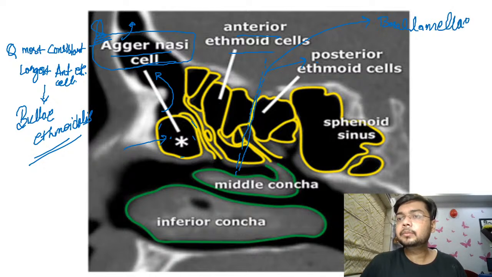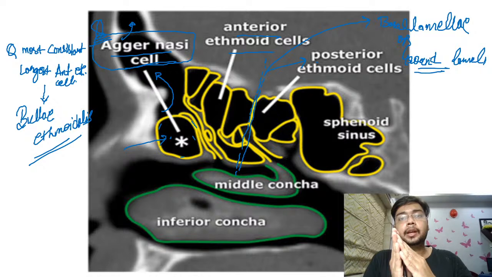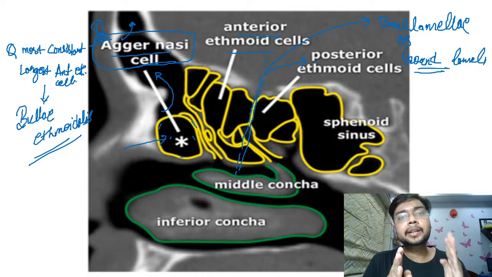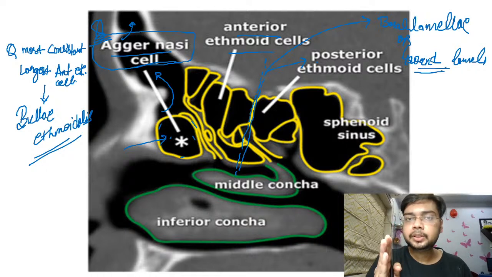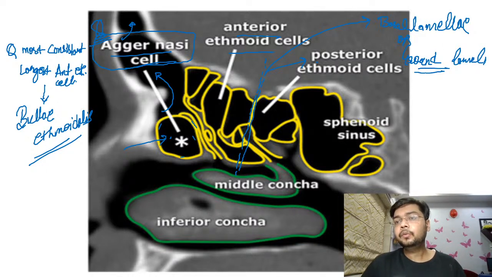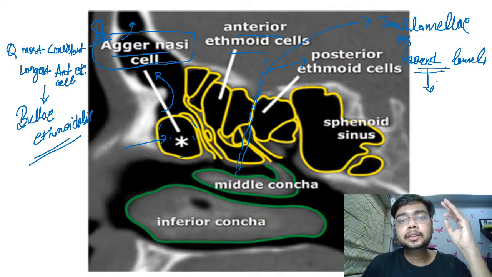Basal lamella, or ground lamella, right? The basal lamella or ground lamella is the bony partition anterior to which the ethmoidal air cells are called anterior ethmoidal air cells, and posterior to which are called posterior ethmoidal air cells. And what is this? Basically the basal lamella or ground lamella is the middle part of the middle turbinate.